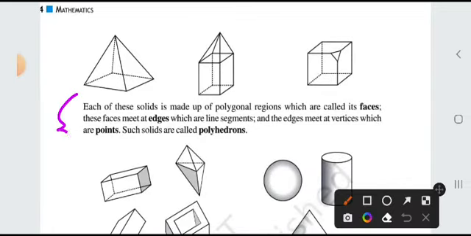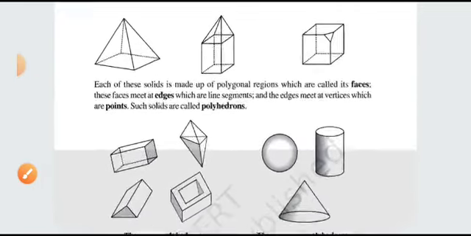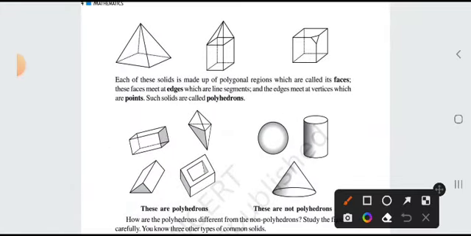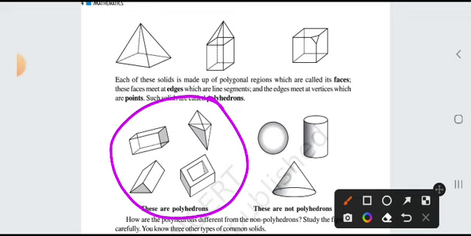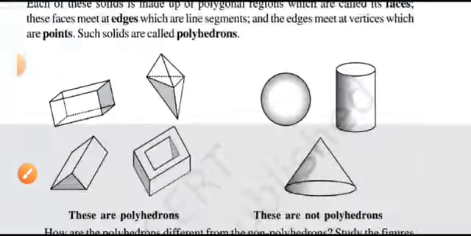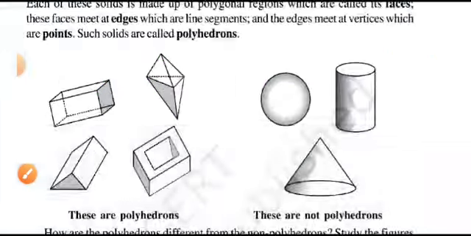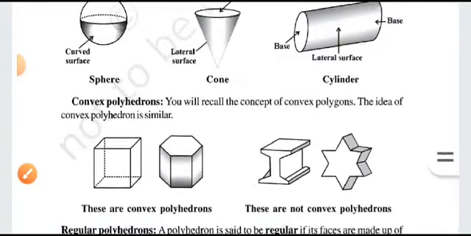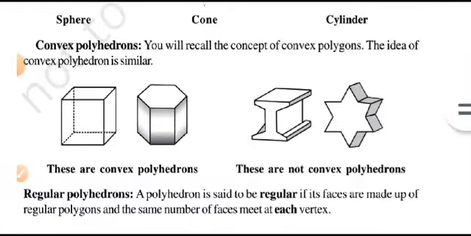You can make notes, and now you have a clear idea about which are polyhedrons and which are not polyhedrons. Okay, solid objects which are polyhedrons, that means their faces are completely polygonal regions, polygons. But solid objects whose faces are not made up of polygons do not come under polyhedrons. Okay, these are not polyhedrons, these are polyhedrons. Now let's see what are convex polyhedrons and concave polyhedrons.